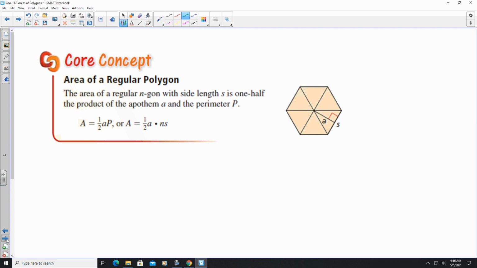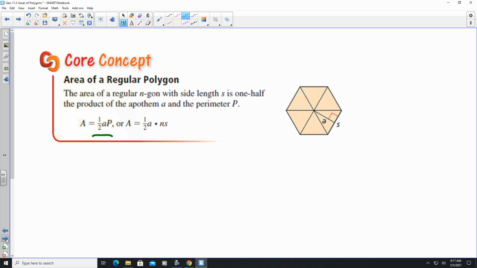All right, this formula here is talking about finding the area of a regular polygon. That can be the pentagon that we just looked at in the previous slide, a hexagon, an octagon, anything that's regular, anything where the sides are the same and the interior angles are the same as well. This is the formula that they are asking us to use.